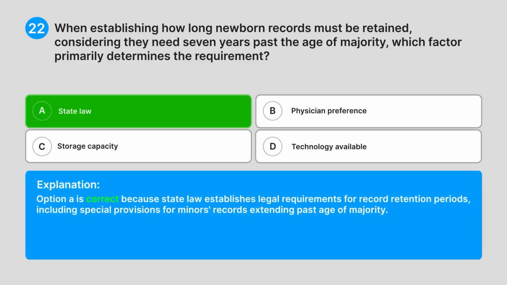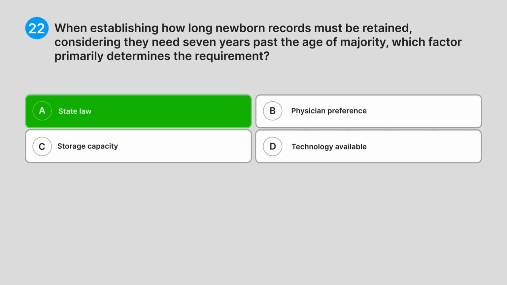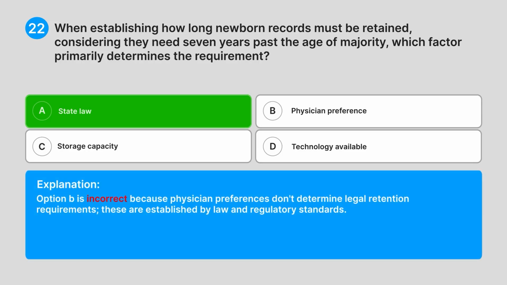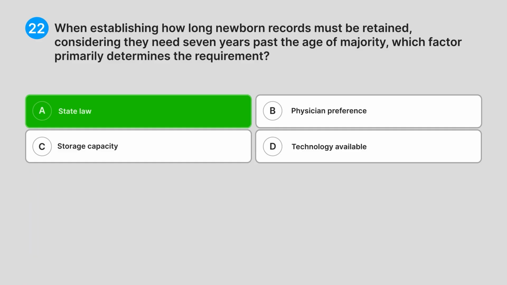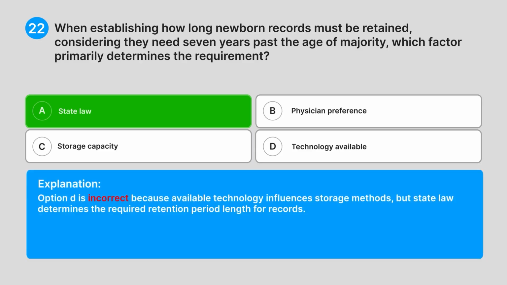Explanation. Option A is correct because state law establishes legal requirements for record retention periods, including special provisions for minors' records extending past age of majority. Option B is incorrect because physician preferences do not determine legal retention requirements, which are established by law and regulatory standards. Option C is incorrect because storage capacity is a practical consideration, but legal requirements determine mandatory retention periods regardless of space. Option D is incorrect because available technology influences storage methods, but state law determines the required retention period length for records.